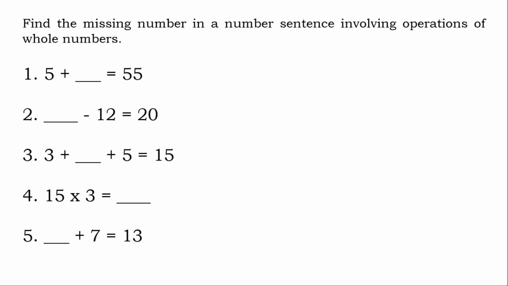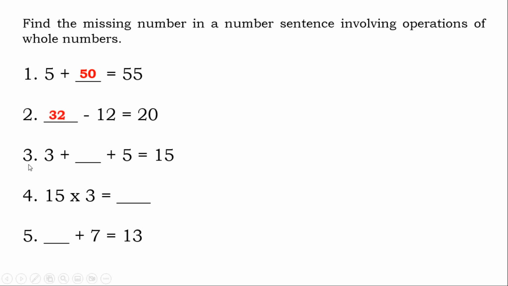Okay, time's up. Let us now answer this one. Number 1: 5 plus blank equals 55. What is the correct answer? Yes, the correct answer is 50. Number 2: blank minus 12 equals 20. What is the correct answer? Yes, the correct answer is 32.